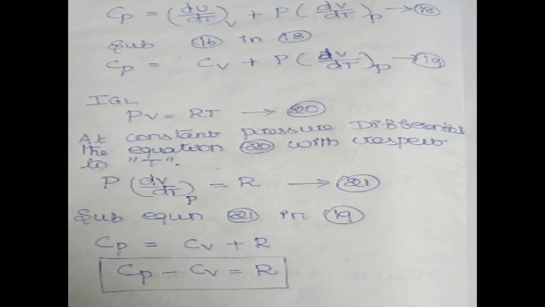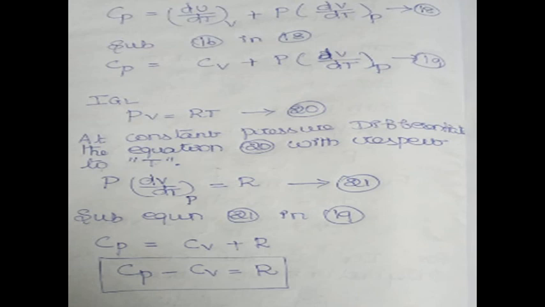Differentiate this equation with respect to T at constant pressure. So P is a constant and V is a variable. So dV by dT at P, where P represents constant pressure, is equal to R, a constant, with T as a variable. Differentiating with respect to T gives 1. So here P into dV by dT at P is equal to capital R. This is the 21st expression.